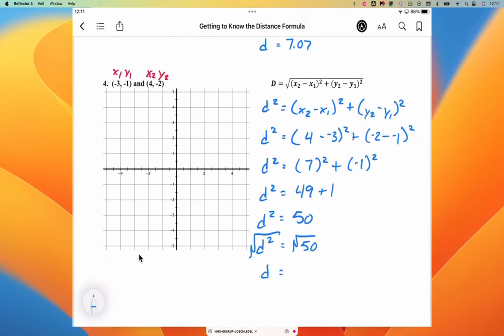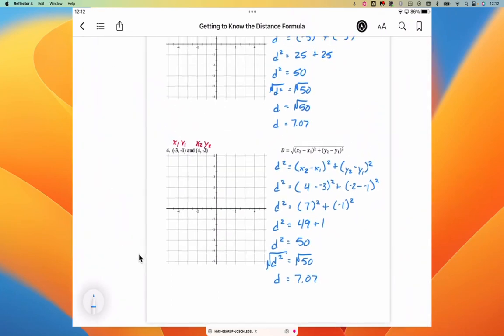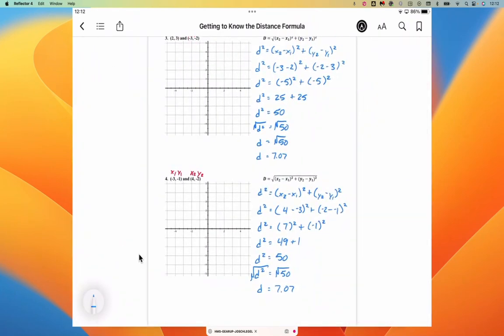So d is going to be equal to 7.07. Interesting that we ended up with the same answer, even though the coordinates were different.